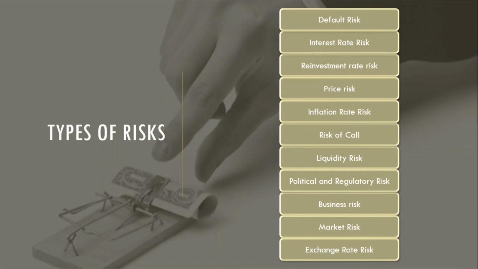And then liquidity, of course, this is controllable by the firm. Political and regulatory is not. Business risk definitely is within the control of the business. Market risk is not within the control of the business. And lastly, exchange rate risk is not within the control of the firm.